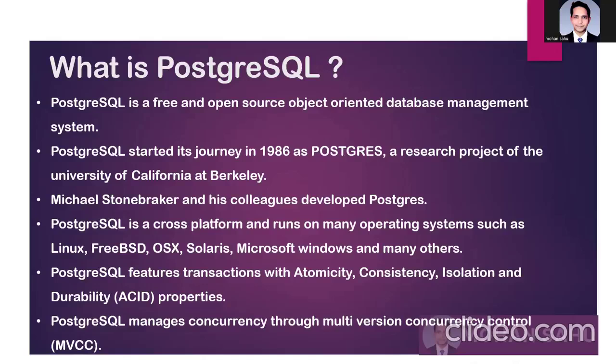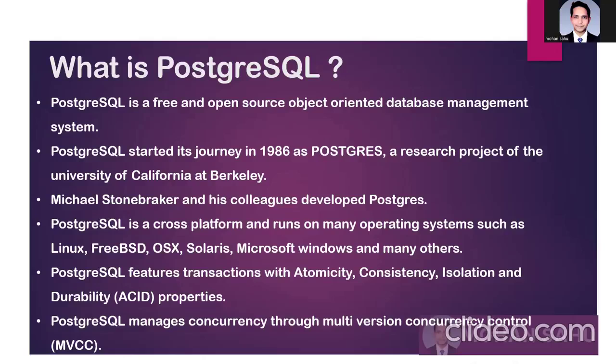PostgreSQL features transactions with atomicity, consistency, isolation, and durability, and that is called the ACID properties of transactions. As a DBA, you must be aware of these ACID properties because they are asked in multiple interview questions. So let's repeat for you guys. What is atomicity? Atomic transactions are treated as a single unit, so either the whole transaction will succeed or it will fail. If any part of the transaction fails, it will completely roll back the transaction. That is called atomicity.